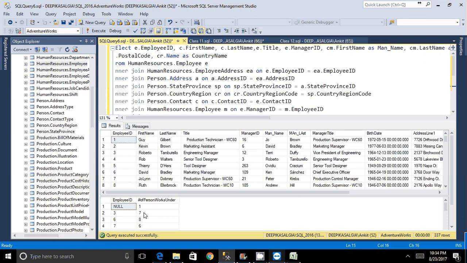So what you need to do now is show this column in here. What do you need to do between these two?